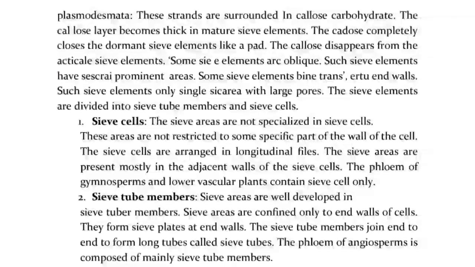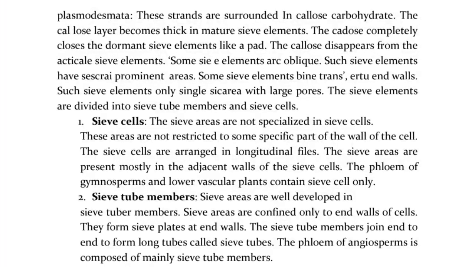The sieve elements are divided into sieve tube members and sieve cells. Point 1. Sieve cells. The sieve areas are not specialized in sieve cells. These areas are not restricted to some specific part of the wall of the cell. The sieve cells are arranged in longitudinal files. The sieve areas are present mostly in the adjacent walls of the sieve cells. The phloem of gymnosperms and lower vascular plants contains sieve cells only.